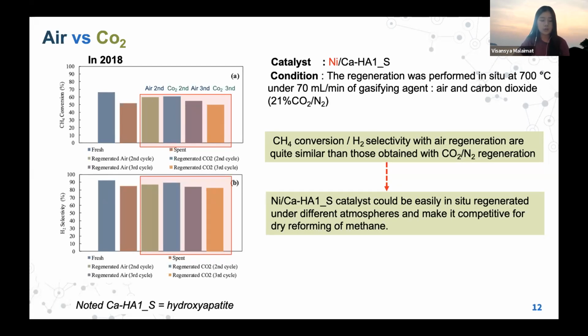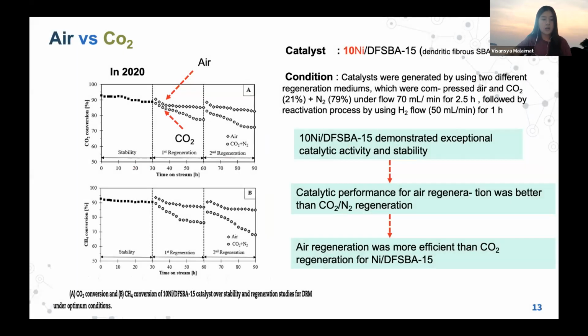And it concludes that this catalyst can be easily regenerated under different atmospheres. Next is a similar experiment but exchanging the support. The support is dendritic fibrous SBA-15. The results show that the regeneration process can remove coke over the surface and pore of the spent catalyst by gasifying agent without destroying the structure and composition of the catalyst.